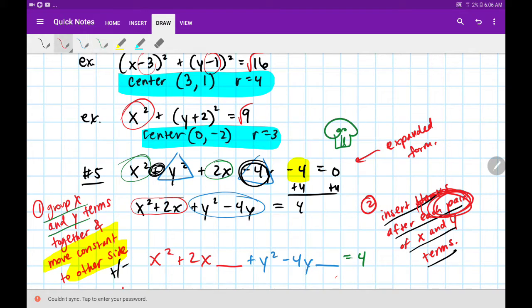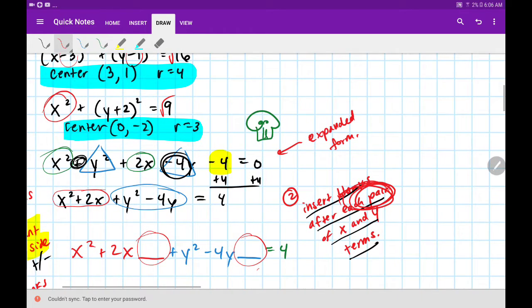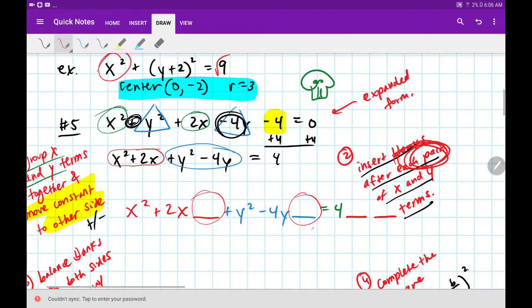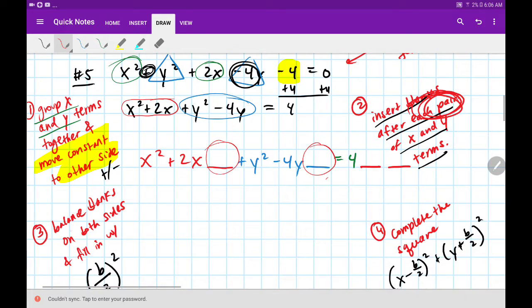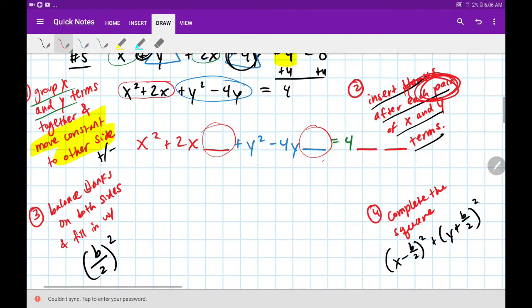But notice what we're going to do. We're going to add a number here. We're going to add a number here. That means that I need 2 blanks on the right side to even it out, to keep this balanced. So that's step 3. It says balance blanks on both sides. That's what I just did. I have 2 on the left, I have 2 on the right. Here's the equal sign in the middle.